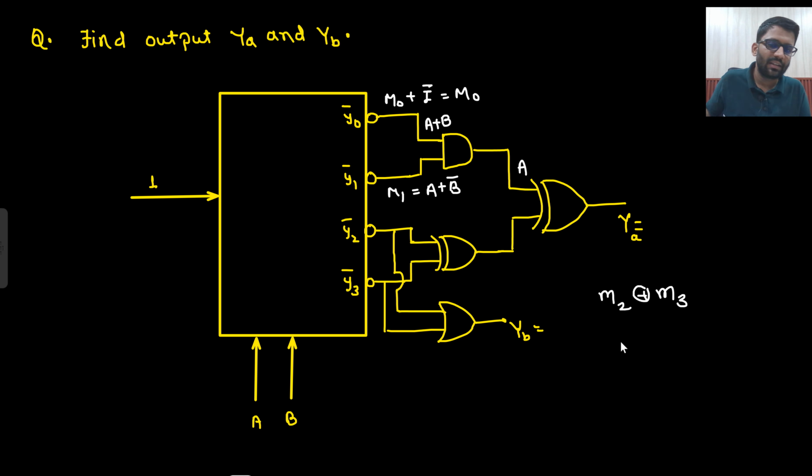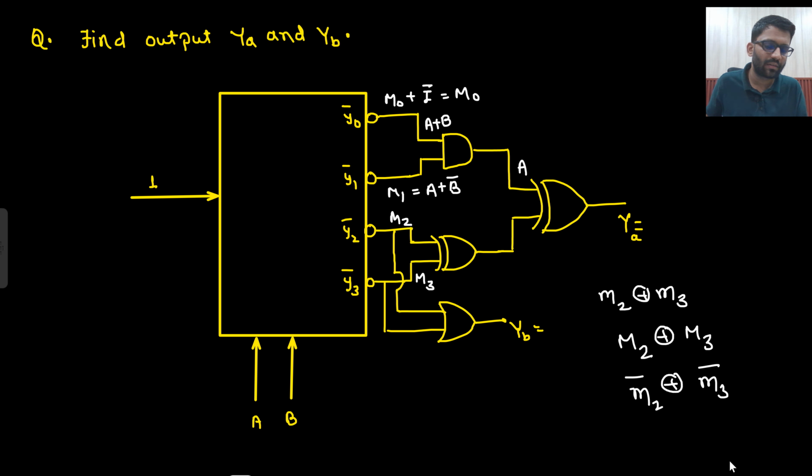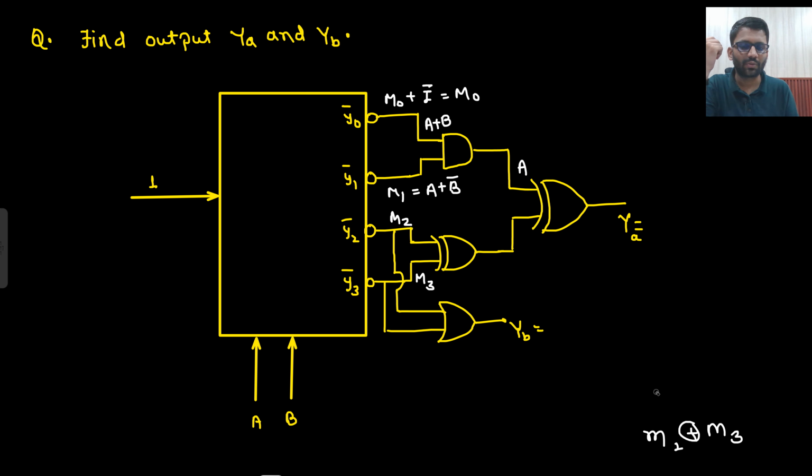Initially the scene was, it was capital M2 XOR capital M3. You can say this is your capital M2 and this is your capital M3. So capital M2 XOR capital M3. Capital M2 can be written as M2 bar XOR M3 bar. This is how it can be written. So two bars are there, so it would be simple M2 XOR M3, right? Could be multiple ways to solve the problem. This is what I am telling.